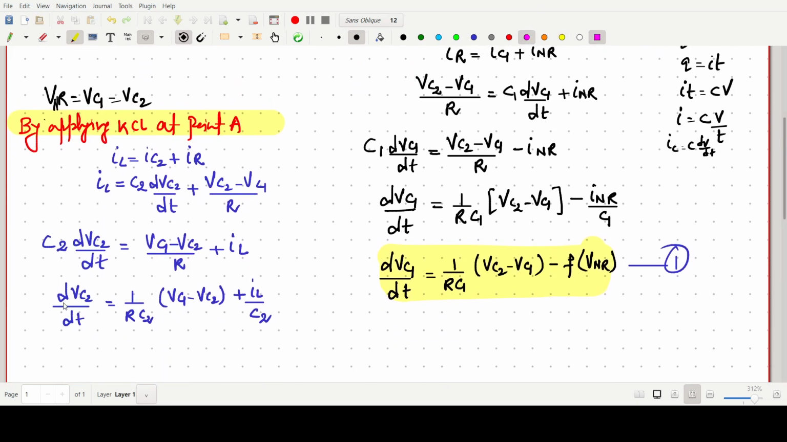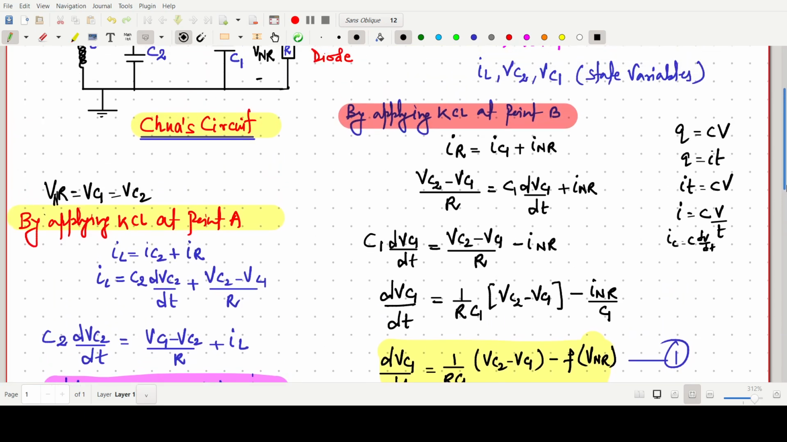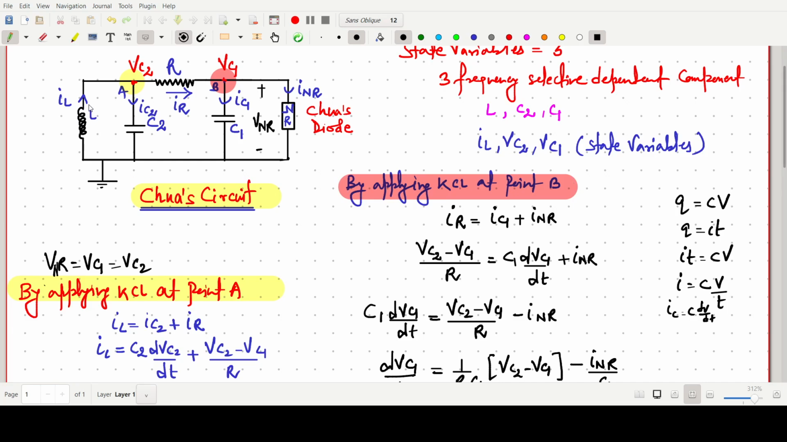I'm highlighting this. Say this one is our equation number 2. Equation number 2 is simple, IL by C2. So we are just forming the state equation. Now third thing. I am saying this current is going like this, and this voltage is say VL, and this voltage will be like this, VC2.